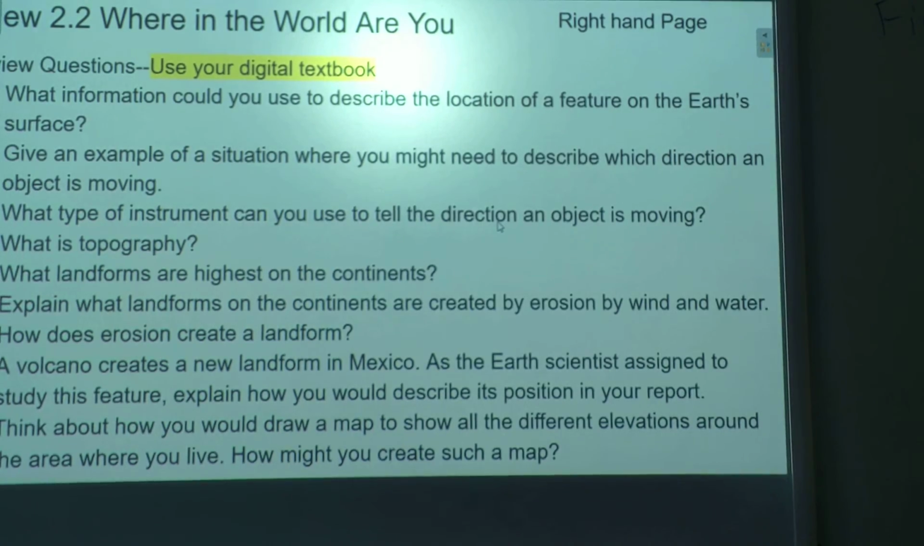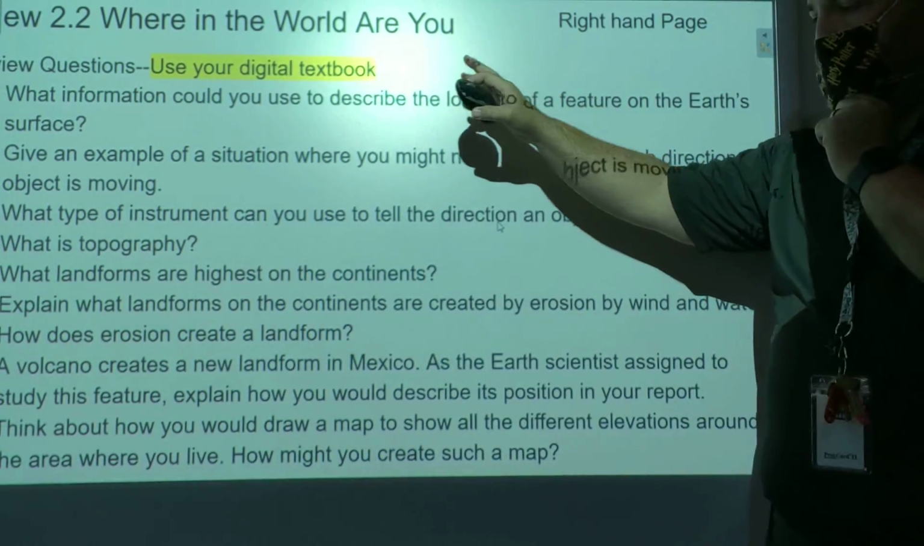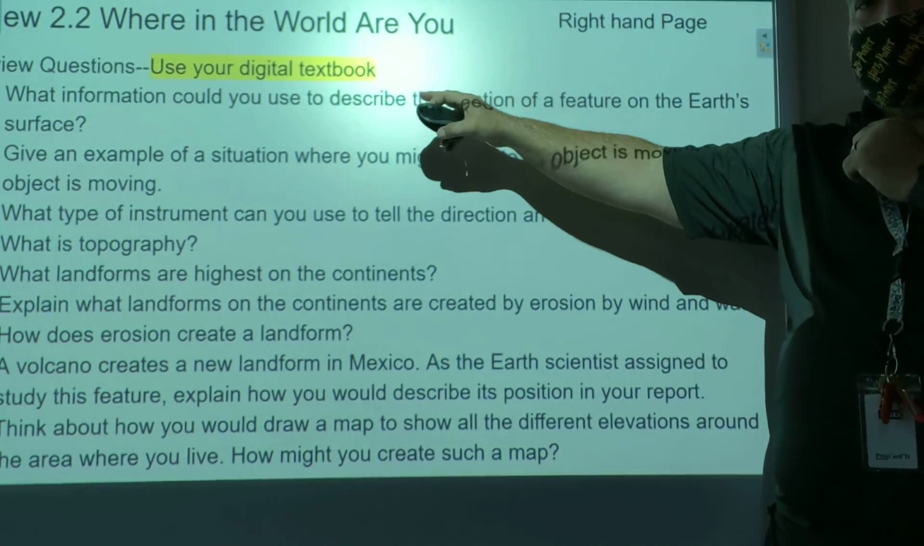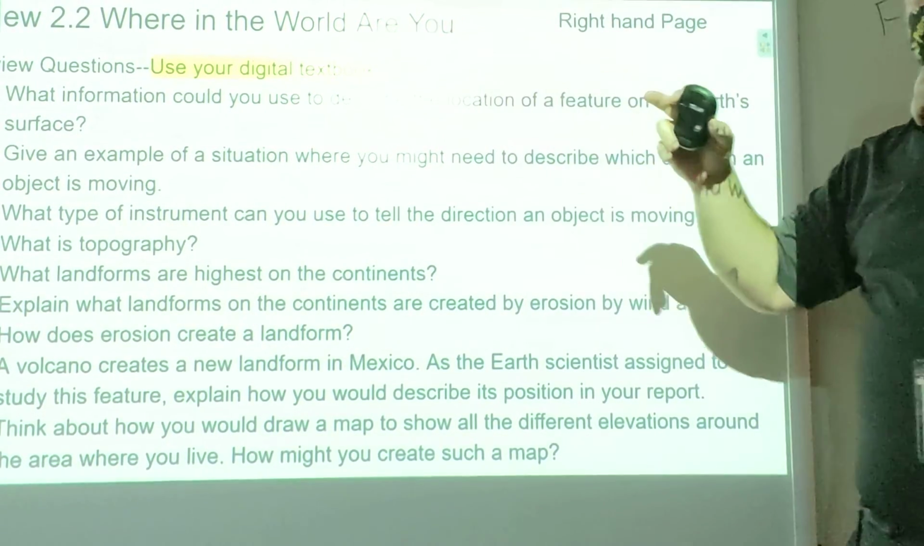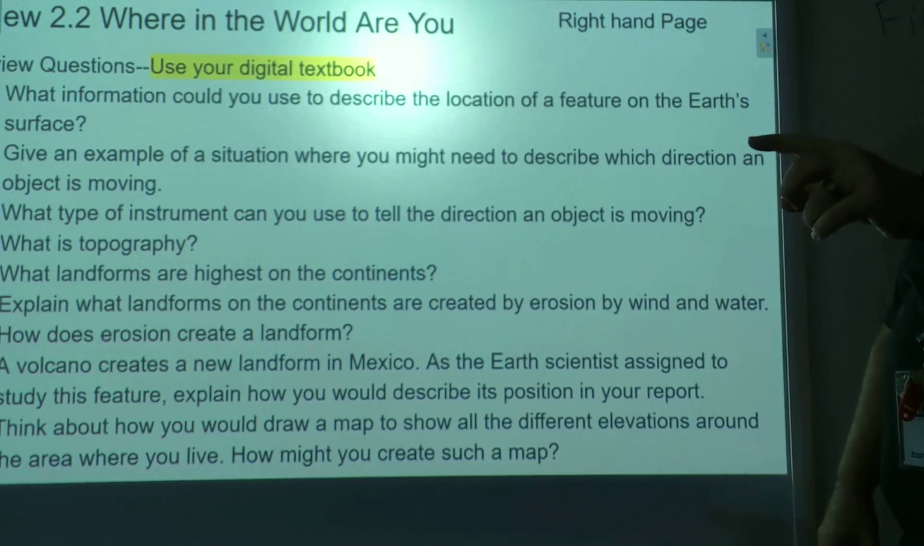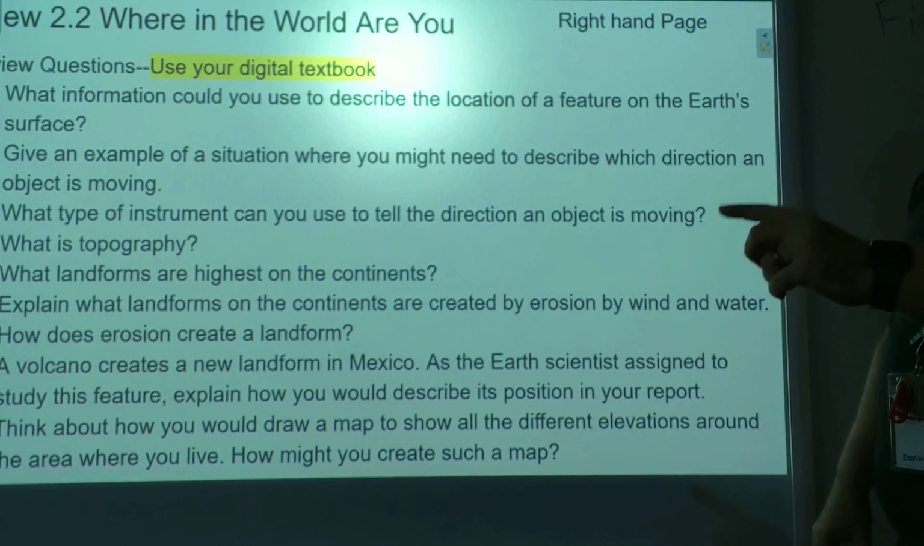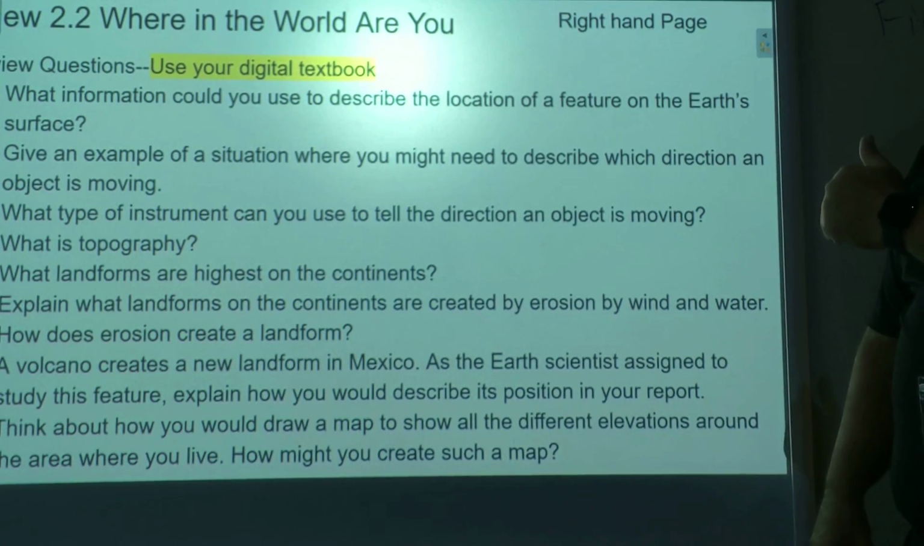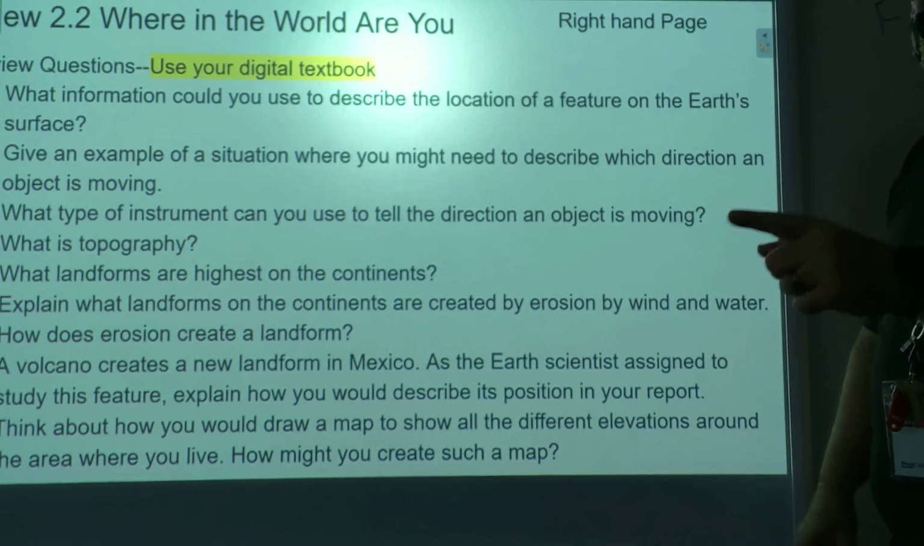All right, so you're going to use these questions 1 through 8, and you're going to use your digital textbook. So make sure you go into the CK12 classroom and click the shared resources. That's where you'll find the textbook. All right, and I'll see you next class.